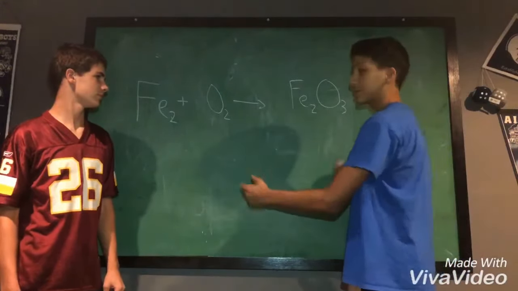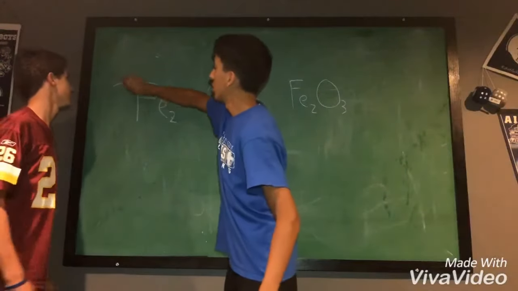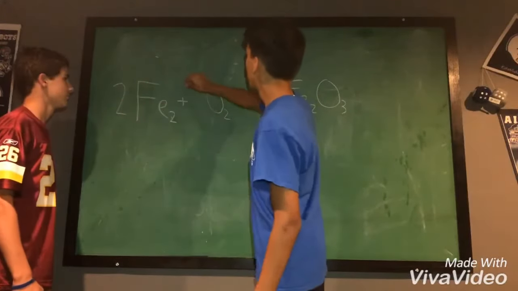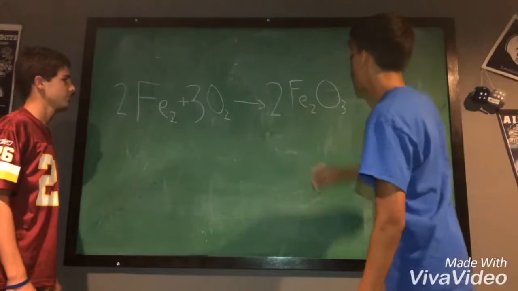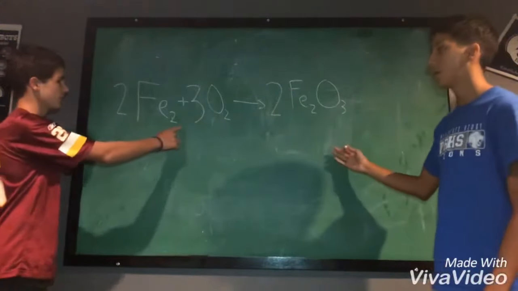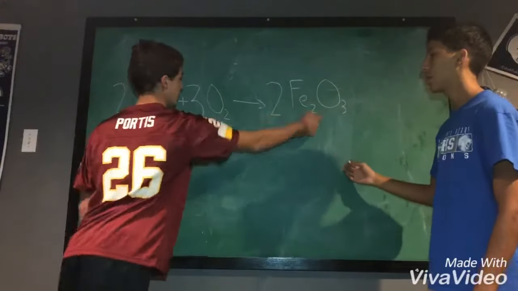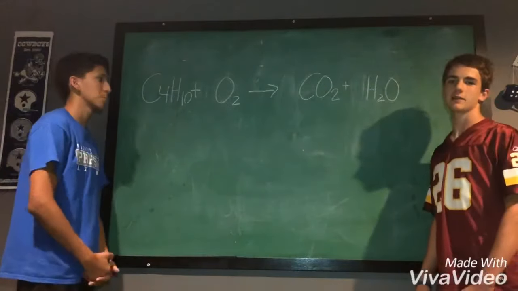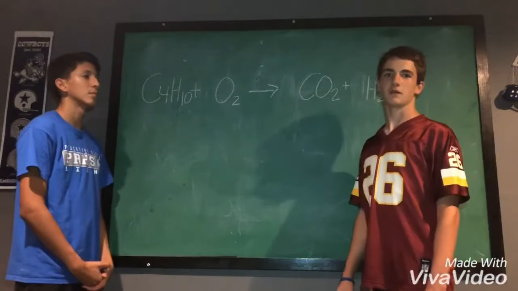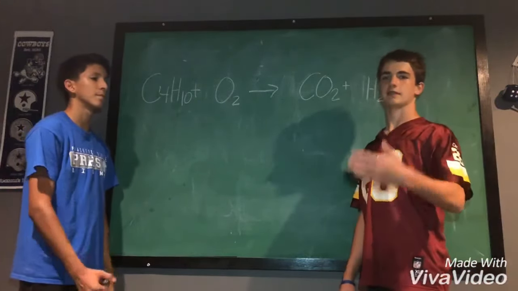And the balanced equation of this would be 4Fe + 3O2 -> 2Fe2O3. The second chemical reaction that occurs would be the combustion of butane, the gas inside of the lighter.